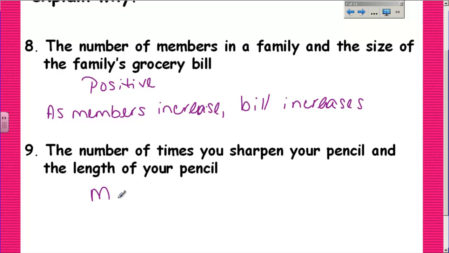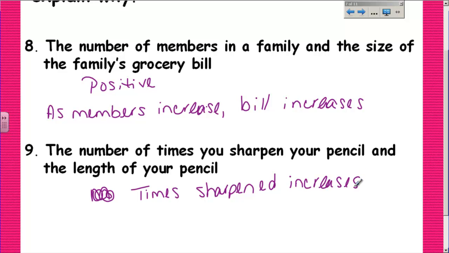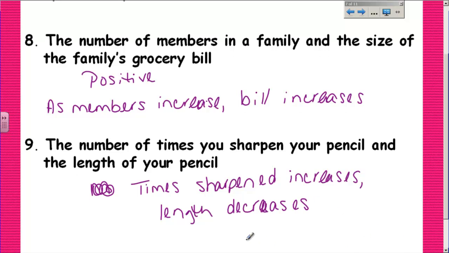So here's what happens. The number of times you sharpen your pencil, as it increases, the length of your pencil decreases because your pencil gets shorter as you sharpen it. That's how it works. If you don't have a pencil that gets shorter when you sharpen it, it is either mechanical or a special pencil. So this has a negative correlation because as one thing goes up, the other thing goes down. They are doing opposite things.